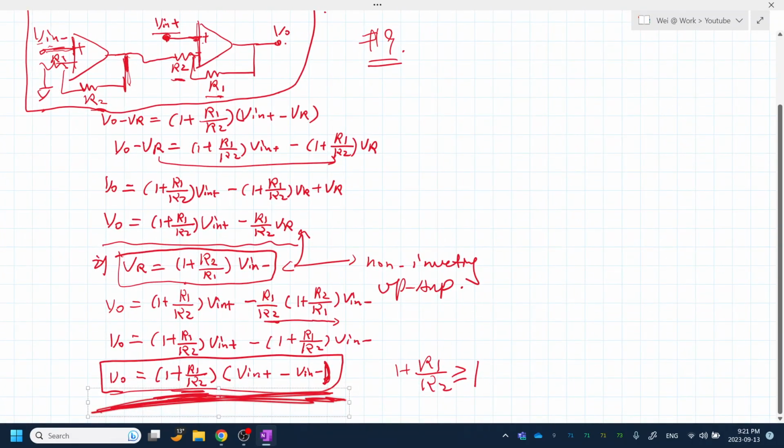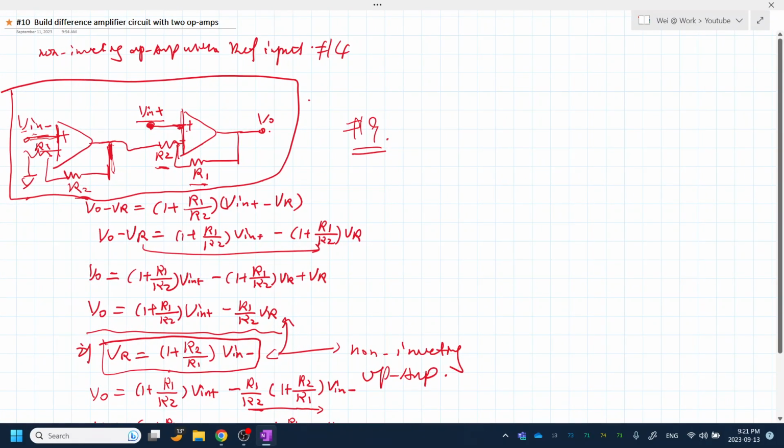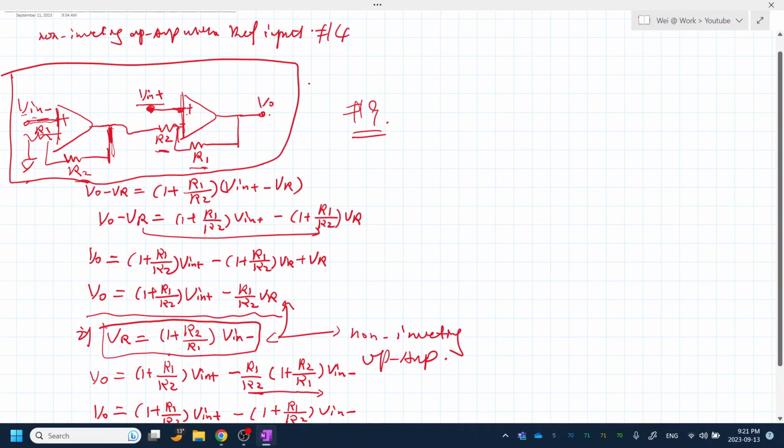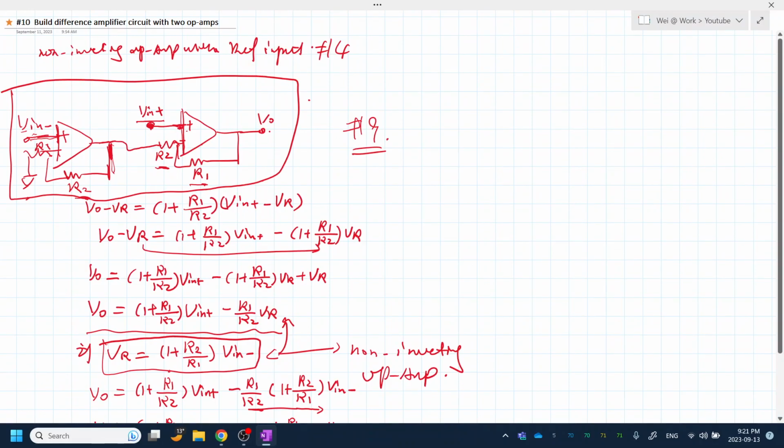Okay. Hopefully, this can help you to understand difference amplifiers, especially this special case with two op-amps. I find this very interesting.